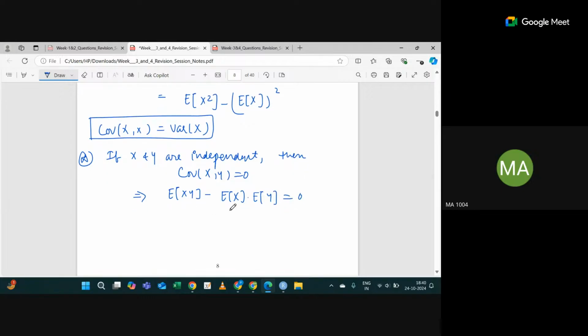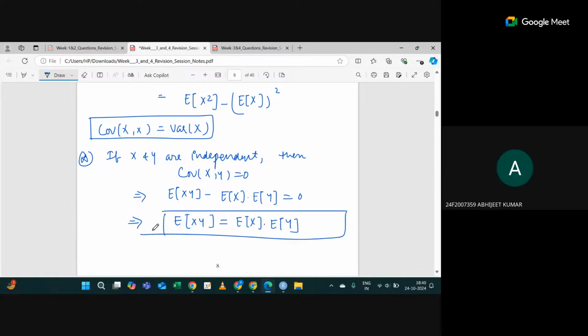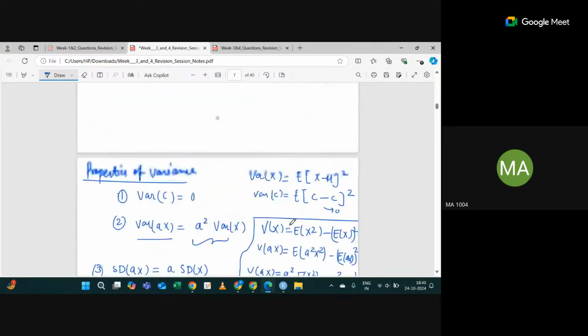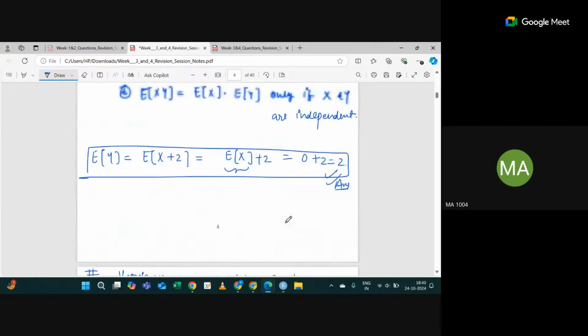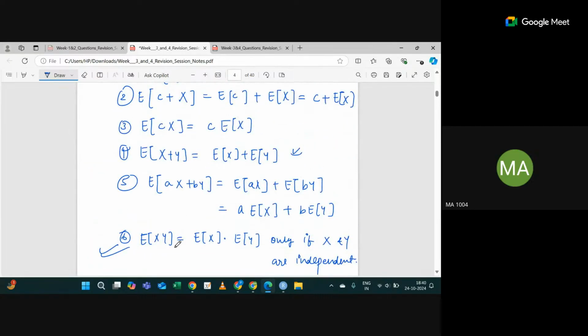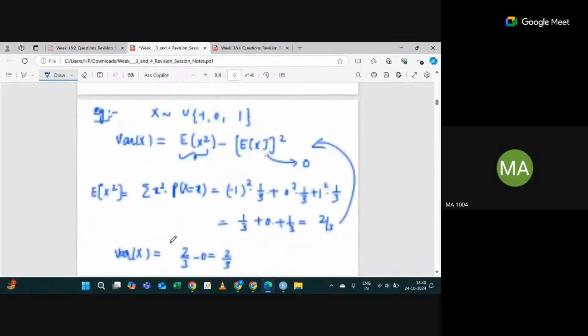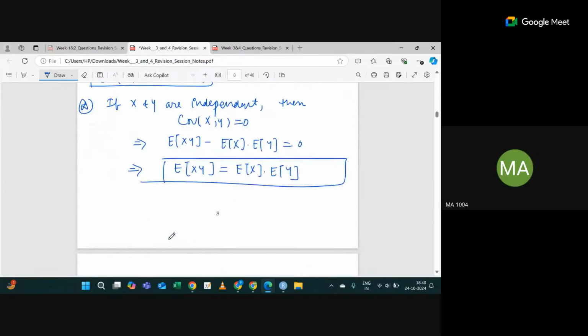Yes or no? This is the formula of covariance, right? If this is 0, can I say expectation of x into y will be the same as expectation of x into expectation of y? Now this is clear. So this is something you can keep in your mind.